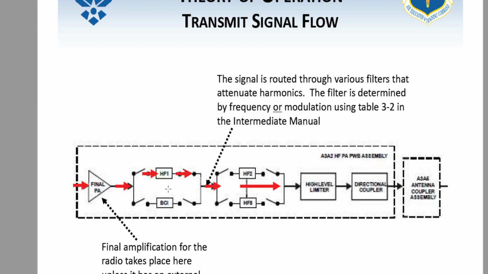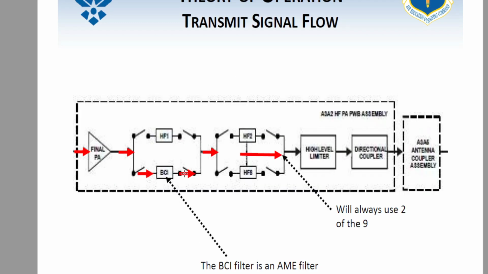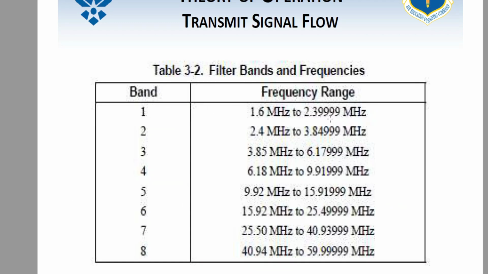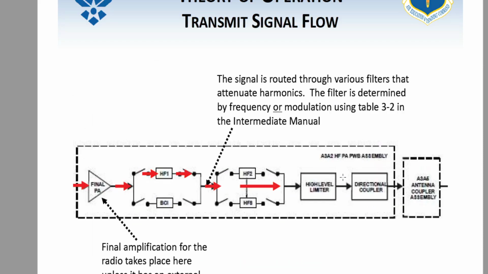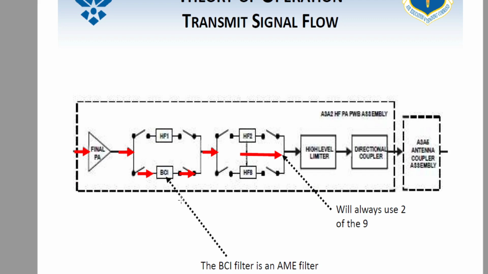Now note that it always uses one of these bands right here. So it's either going to use BCI or HF1. If you're not in the HF1 band, the 1.6 to 2.399, it's not going to use that. It's going to go through the bottom, through the BCI here. Now this BCI here is also used for something very specific. The BCI is used for AME mode, which is what's used to talk to other AM radios, commercial band radios, because we have that capability in our single sideband radio.